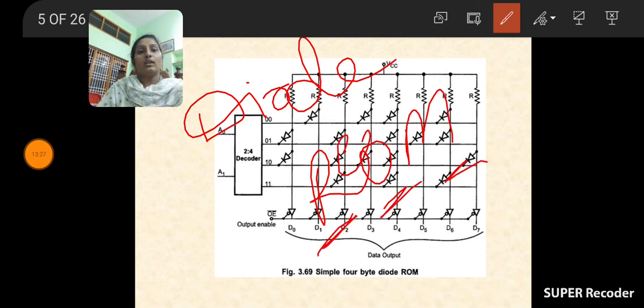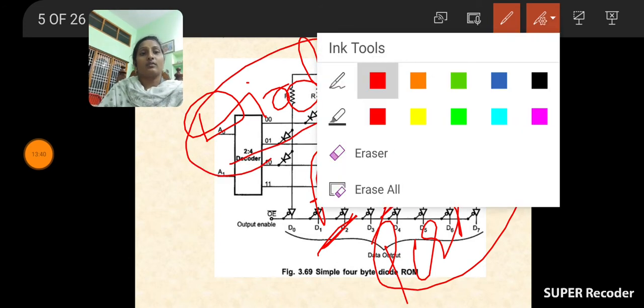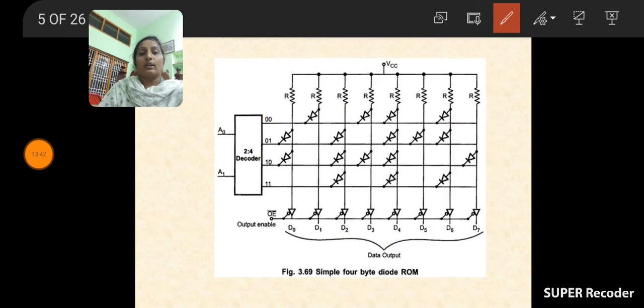Read only memory means it is used to store the data permanently. To store the data, which elements are used here? Diodes are used. That's why it is called diode ROM. Here we are storing the data permanently, that means even though the power is switched off, the data must be saved.